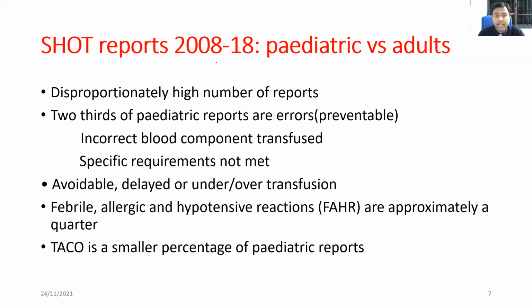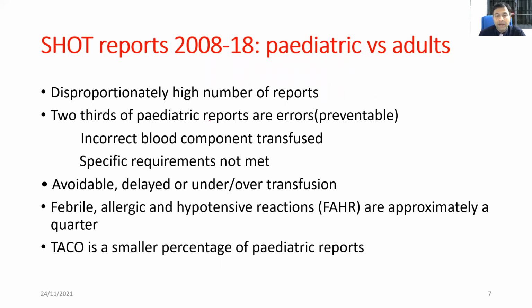SHOT reports from 2008 to 18, covering 10 years, comparing pediatric versus adult, showed, in contrast, a disproportionately high number of reports in pediatrics. But we should note here that they have also taken the incorrect blood transfused and specific requirements not met as adverse events. So hence their report says that it is higher than in adults.